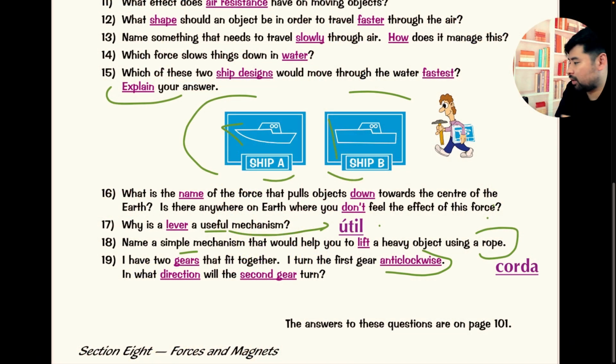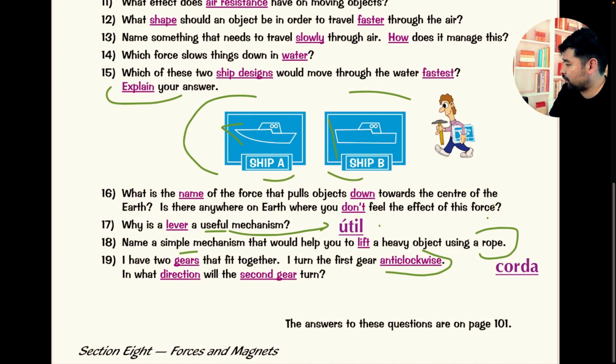So, again, I turned the first gear anti-clockwise. In what direction will the second gear turn? Again, let's go on. I'm going to read that for you. I have two gears, 1, 2. I fit them together. I get the first gear and I turn it, I move it anti-clockwise. So if I move this first one like this, the second one, in what direction will it be? Will it be in the same direction, or is it going to be in the opposite direction?